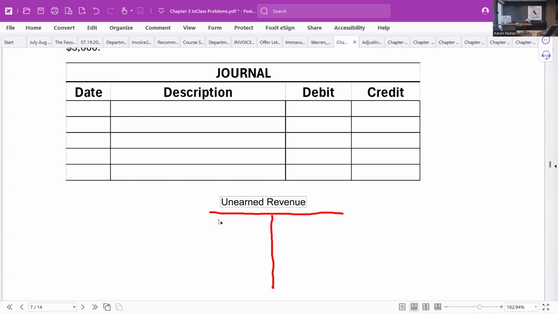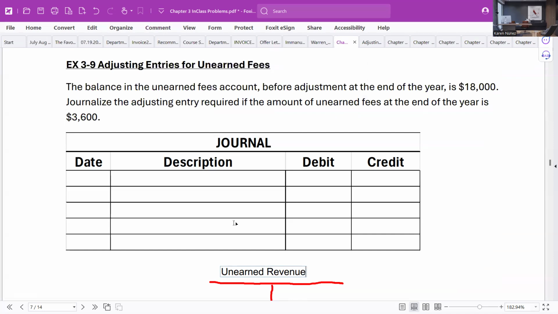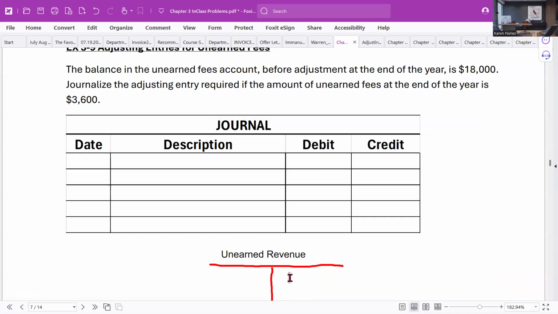And this liability account that we call unearned revenue, before we make any adjustments at the end of the year, has a balance of $18,000. Unearned revenue is a liability. Liability accounts normally have a credit balance. So this account has an $18,000 balance. And remember, this is before adjustment.